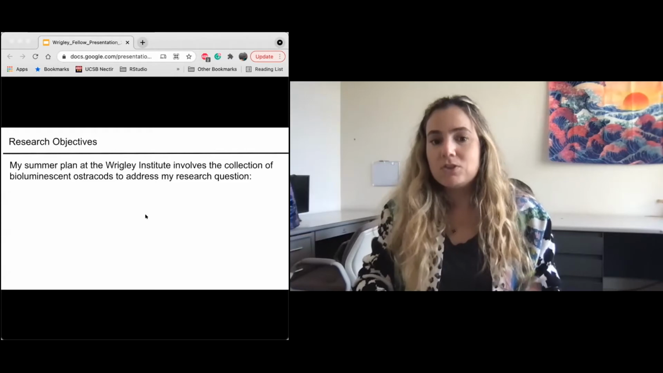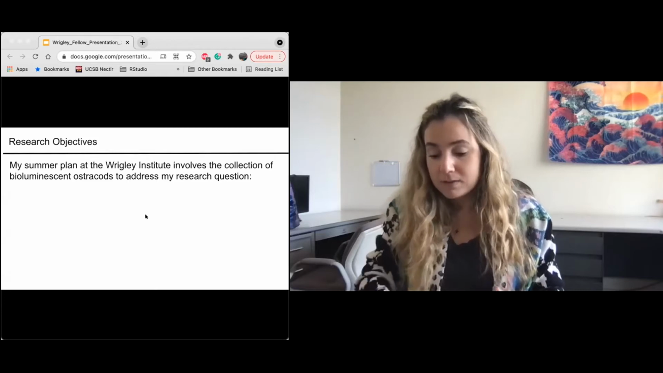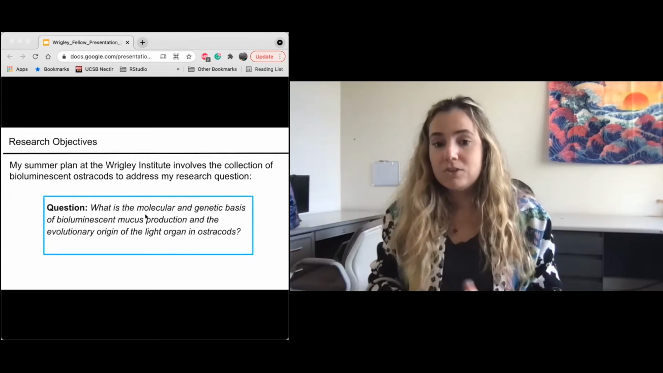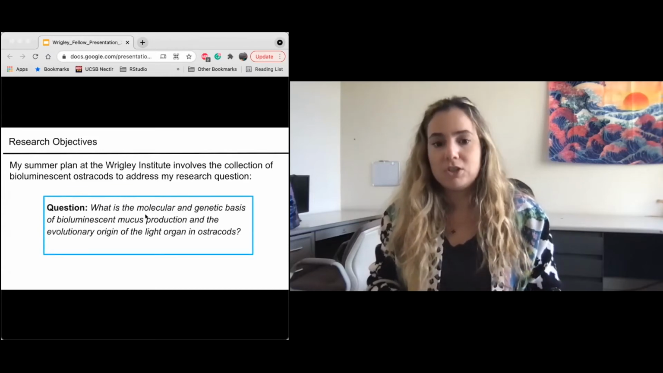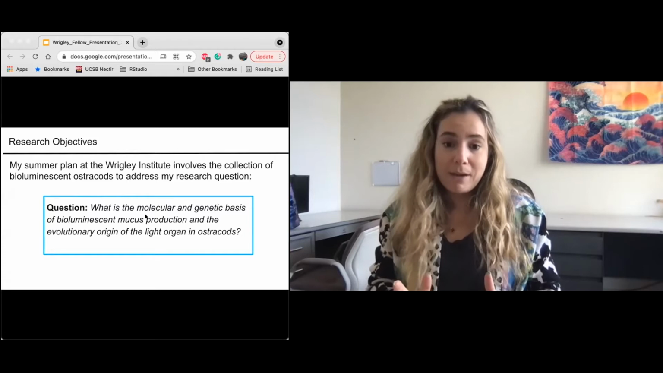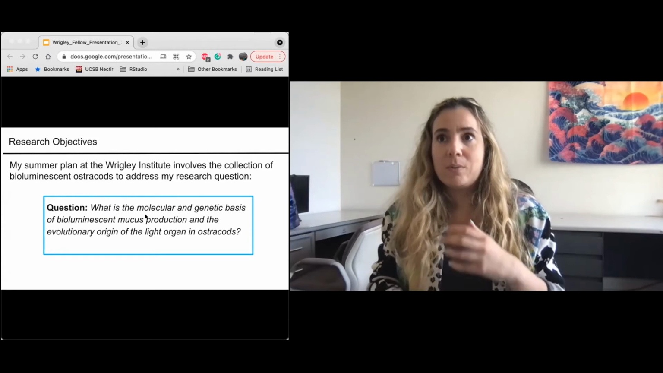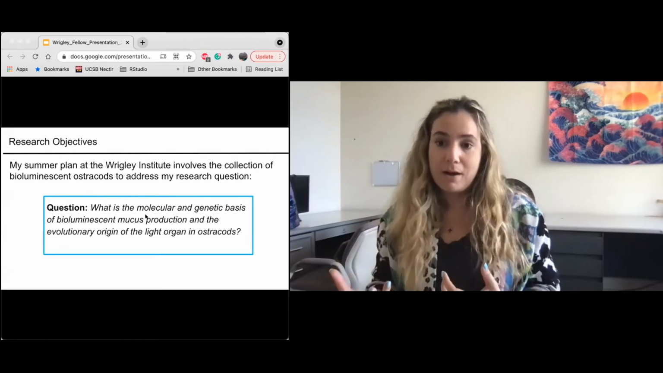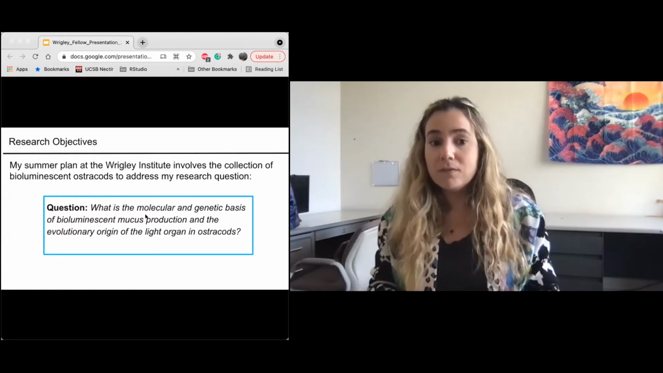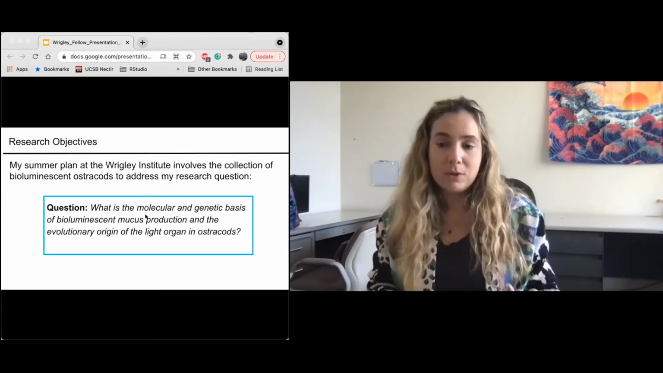And so my research objectives, or my summer plan at the Wrigley Institute, involves the collection of bioluminescent ostracods to address my research question. What I'm really interested in is understanding the molecular and genetic basis of bioluminescent mucus production and the origin of the light organ in ostracods. So our lab has identified and functionally tested the luciferase gene, but the biosynthesis pathway that makes the luciferin molecule is unknown. And so I hypothesize that genes involved in the luciferin biosynthesis pathway and the production of secreted mucus are co-regulated with luciferase.